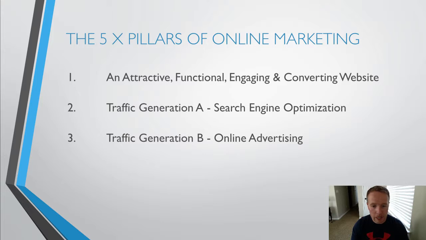Traffic generation B, then, online advertising, comes number 3 in the list, the third pillar. So online advertising really relates to you paying for adverts and paying for clicks over to your website and the various pages within your website through platforms like Google, Facebook, Twitter, Instagram, Pinterest, YouTube, and so on. So we'll discuss the different ways you can go about doing that and the benefits and the drawbacks of each in area number 3 of this tutorial.